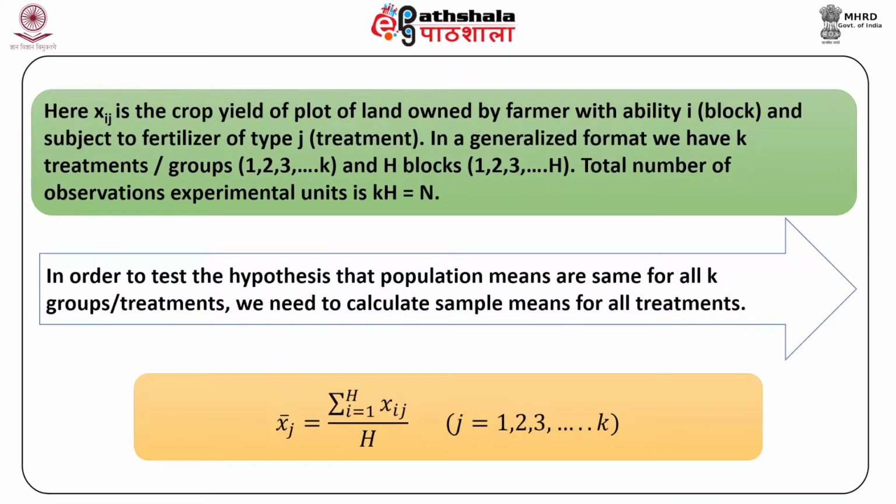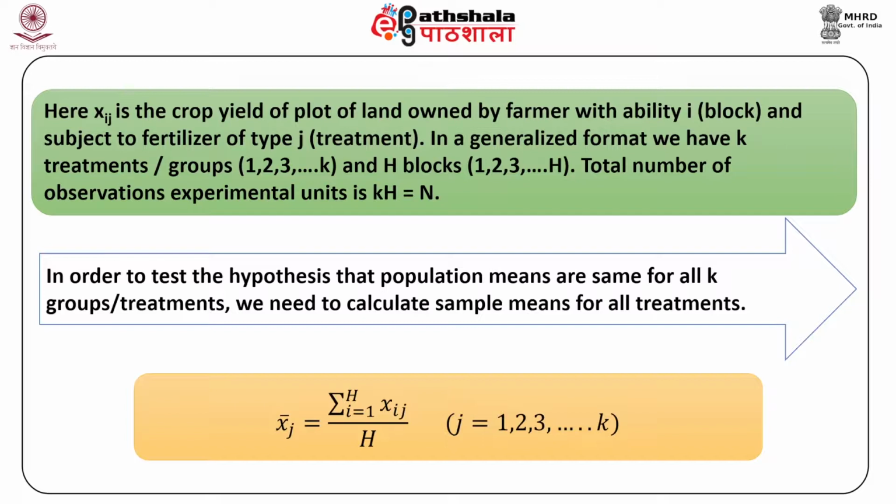Now in this case we can say that xij is the crop yield of the plot of land owned by a farmer with ability I, block I, and subject to fertilizer of type J, which could be known as a treatment. So we have a block I and a treatment J. In a generalized format we have K treatments or groups ranging from 1 to K, and we have H blocks from 1 to H. The total number of observations or experimental units is k times H and is equal to capital N.